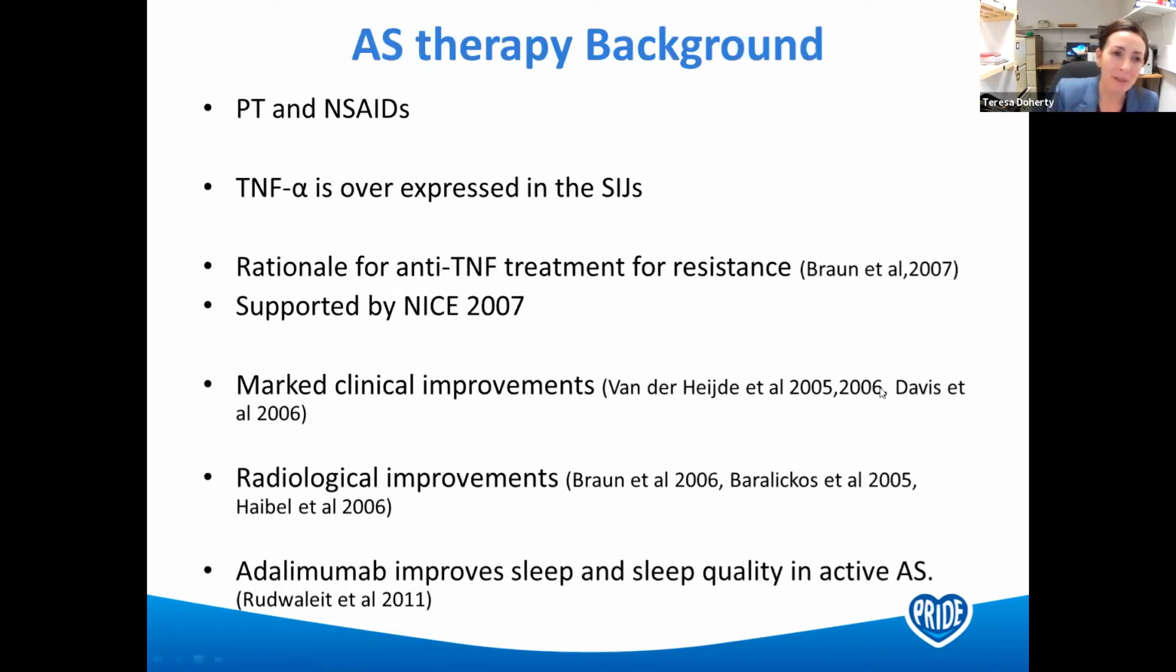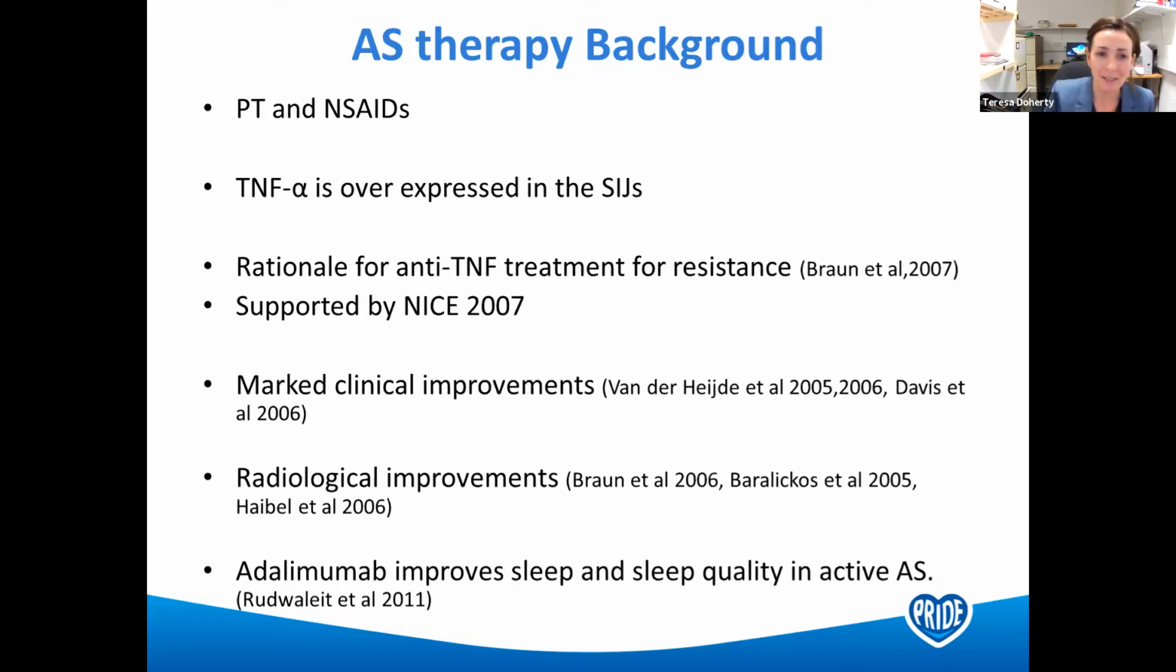So what about the treatment? So it used to be physiotherapy and NSAIDs. We know that anti-TNF alpha is overexpressed in the sacroiliac joint, so this became a therapeutic target with very good success. And it's been recommended by NICE for several years. It's extremely effective for resistant cases.